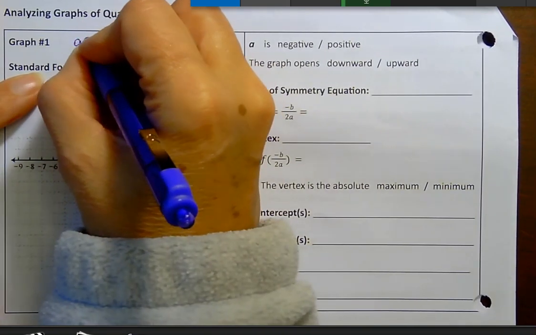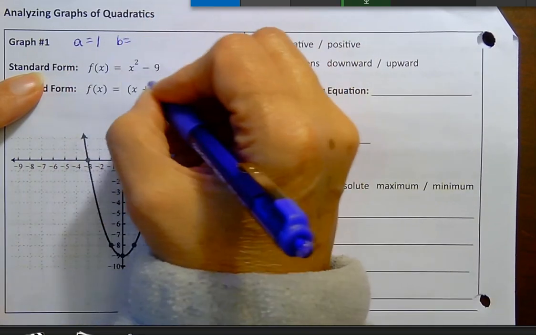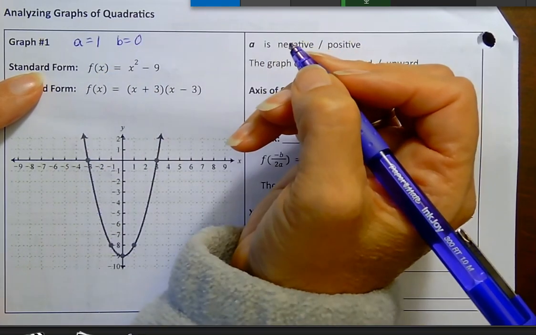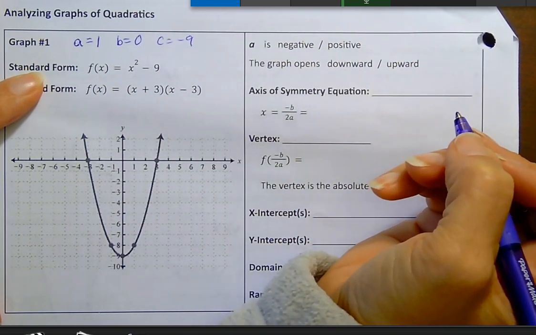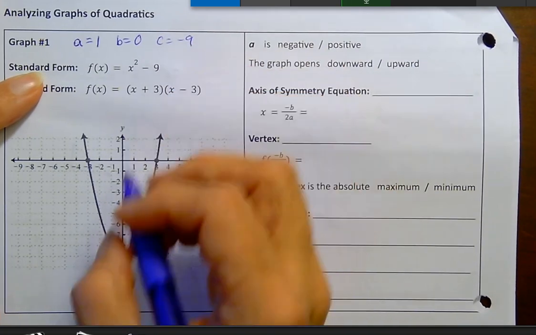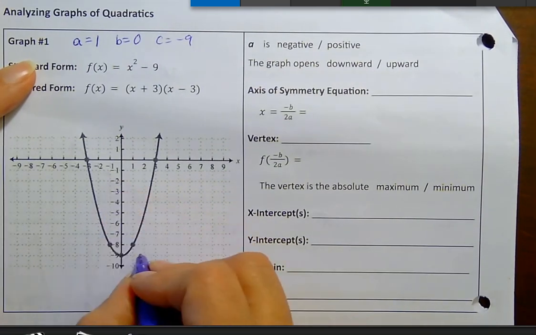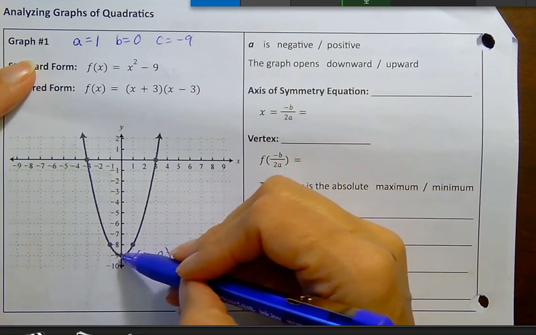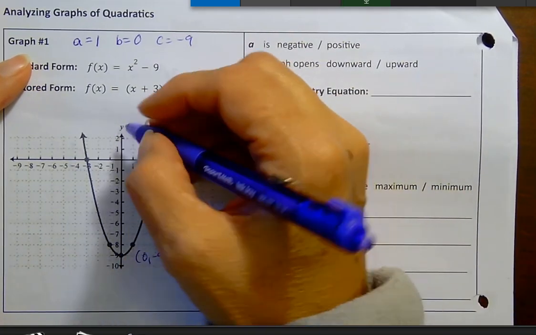I know that a is the coefficient of the x squared term, so a is 1. B is the coefficient of the x term. Do you see one? No, neither do I, so b must be 0. 0 x's there, right? And then c is going to be our constant, negative 9. Don't forget it's negative. Because c is negative 9, I should find that I'm crossing the y-axis right here at negative 9, and I am. That vertex right there, it's at 0, negative 9, right? Because the x value of that vertex is 0, my line of symmetry is the y-axis.